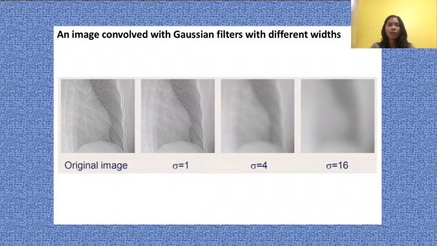An image convolved with Gaussian filter with different widths. In the picture from the left, original image. Second, the standard deviation of 1. Third, standard deviation of 4. And fourth, standard deviation of 16.